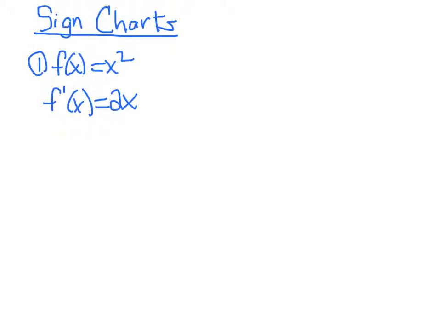So for example, we're going to start by taking this derivative, which we already have here, and this is the one that was in the last video. If we set that equal to 0, remember that we determined that the critical point was at x equals 0. Now what we do is we make a sign chart. So we just make a line, and we're going to call it f prime of x.